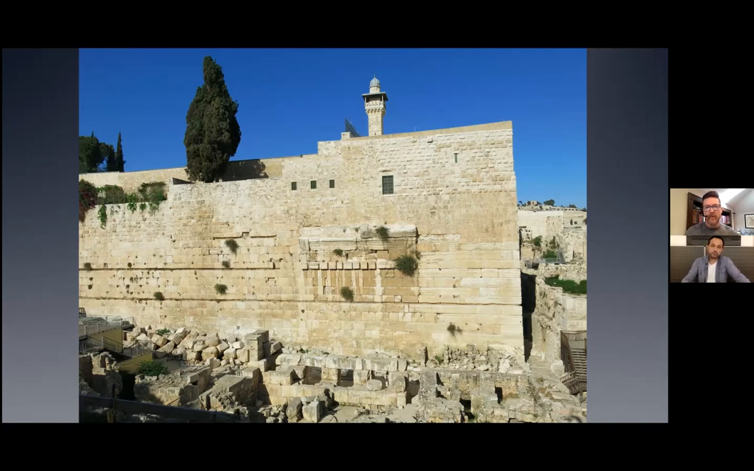And this is a great example of where archaeology actually affirms what the text states.